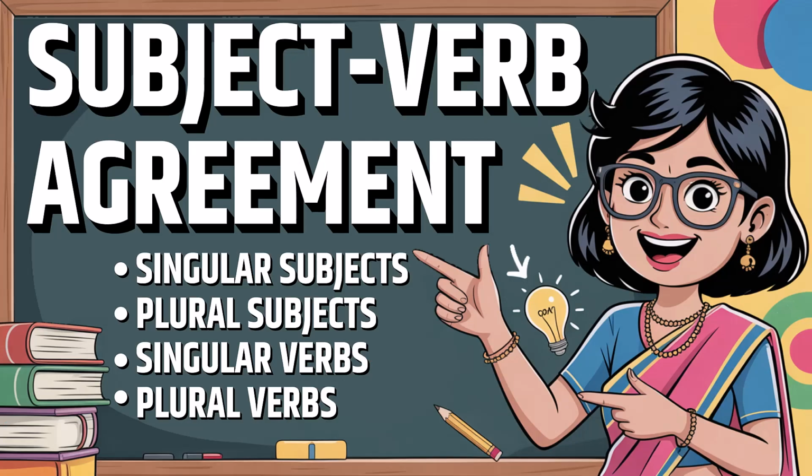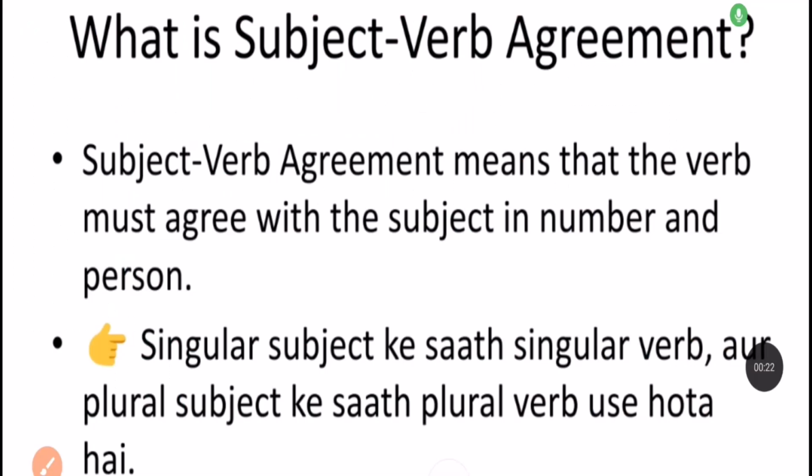Today we are going to start Subject-Verb Agreement. It means how subjects and verbs should match each other in a sentence. What is Subject-Verb Agreement? Subject-Verb Agreement means that the verb must agree with the subject in number and person.